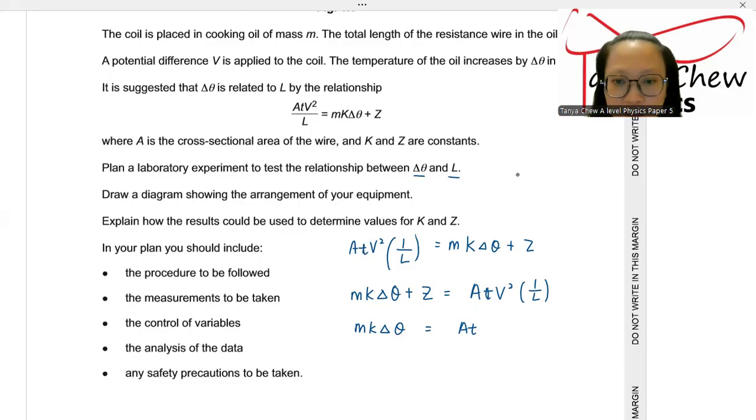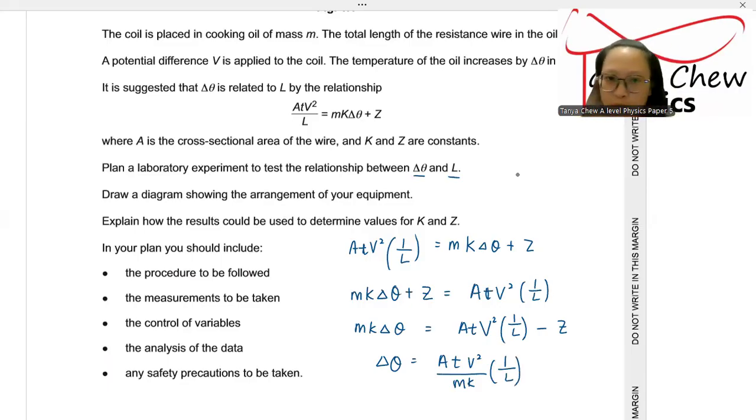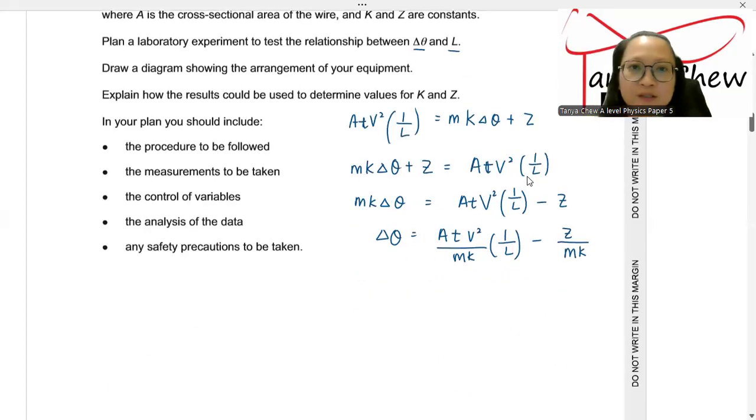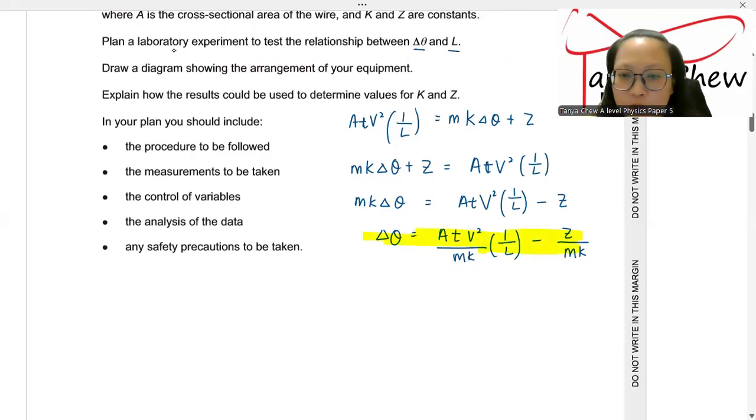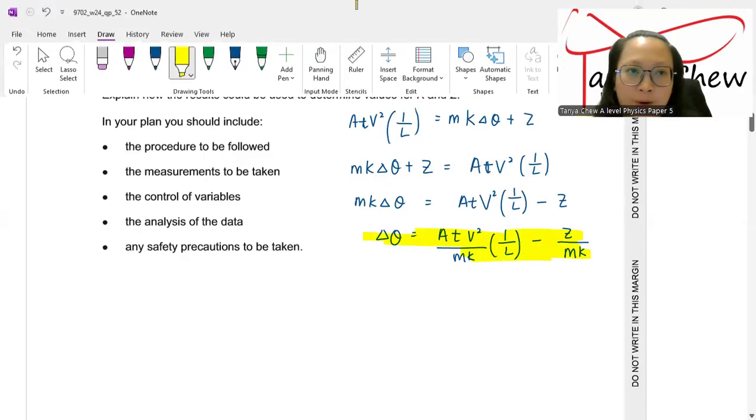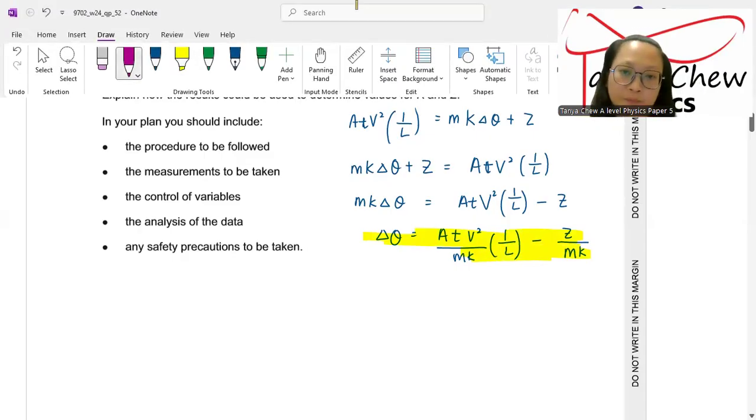Okay, this is T, V squared, the potential difference, minus Z, and then make delta theta the subject. It is V squared divided by MK times 1 over L. I still want to put 1 over L there, and minus Z over MK. So tada, this is the equation that I have already modified. I am definitely going to use this equation to plan my experiment.